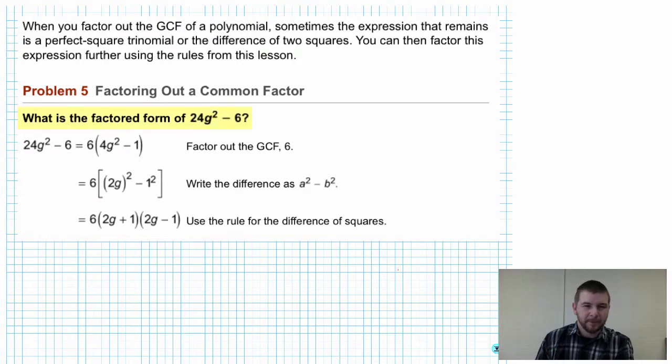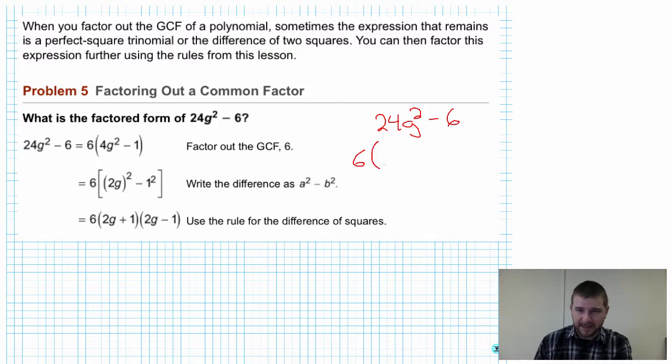Here's a great example. What is the factored form of 24g squared minus 6? First note, we have some common factors. 24 and 6, those are both even, so 2 is a factor. 4 would be a factor of 24, but not a factor of 6. 6, a factor of both. So we can factor out 6.